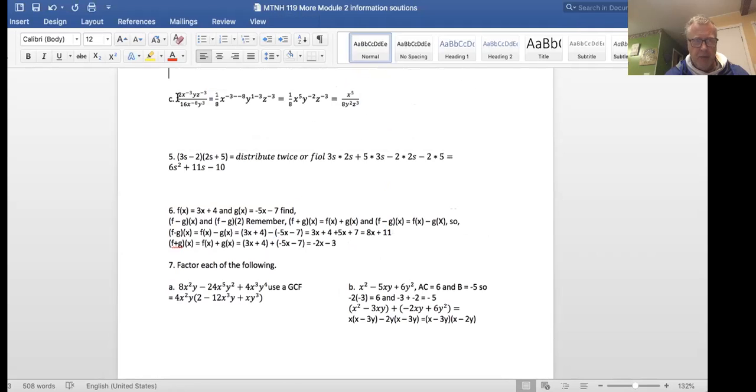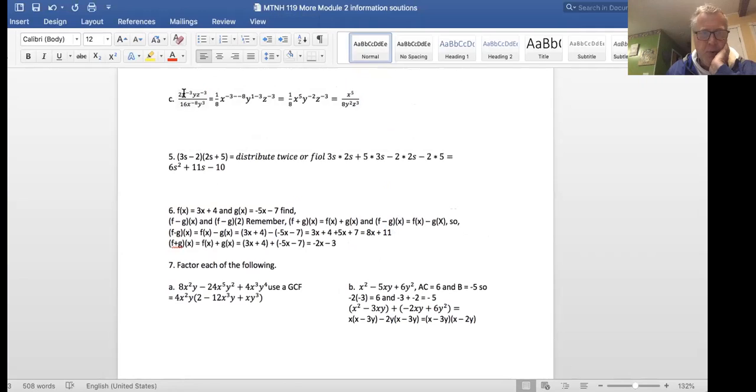Okay, this one we have a fraction with some negative exponents. Remember, negative exponents mean if it's in the denominator and it's negative, you move it up to the numerator and make it positive. If it's in the numerator and it's negative, you move it down to the denominator and make it positive. So the first thing I'm going to do is divide out the 2 and the 16. That gives us 1/8.